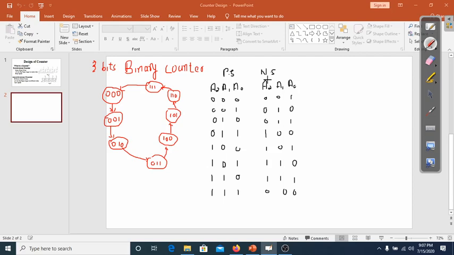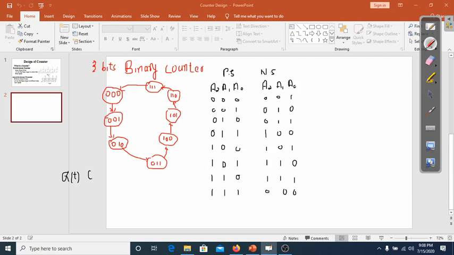Now I have to use T flip-flop to design this synchronous counter, 3-bit synchronous counter. As I already told you guys, the excitation table for the flip-flop is very important. So now we have given the present state and the next state, and we have to decide what would be the input of the flip-flop. So let me redefine the excitation table.